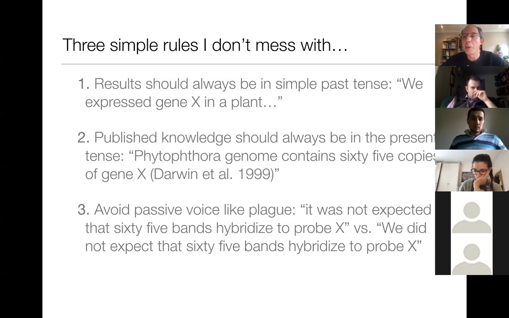On the other hand, published knowledge, things that have already been published, are part of the knowledge base. So they, in contrast, will be in the present tense. So like Phytophthora genome contains 65 copies of gene X, and then you provide a citation. Every time you have a statement like that, a factoid if you like, then you support it with the reference. And that's an important distinction to have. And frankly, there's no excuse why anyone shouldn't follow that. Your results in the past tense, and published knowledge in the present tense with a supporting citation.